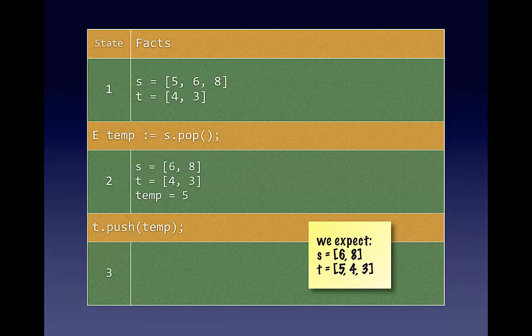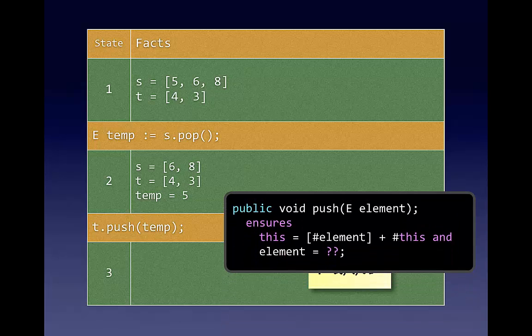Now let's go from state 2 to state 3. To do that, we have to bring up the specification for push. The specification for push has no precondition. That means that we'll always get to the next state. In the postcondition, the current object this now corresponds to the stack T, because T is invoking the method. Furthermore, the variable element in the postcondition corresponds to the variable temp that's being passed in as a parameter.